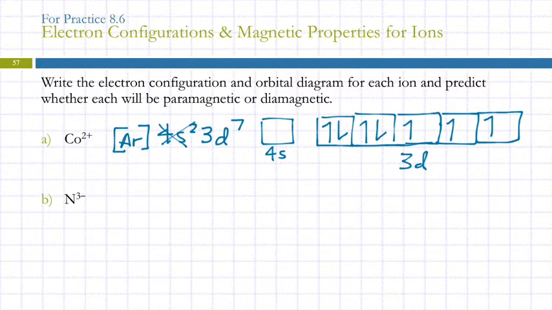Are there unpaired electrons? Yes. So, paramagnetic or diamagnetic? Paramagnetic. They're not all coming in pairs, which would be diamagnetic. So this is paramagnetic.